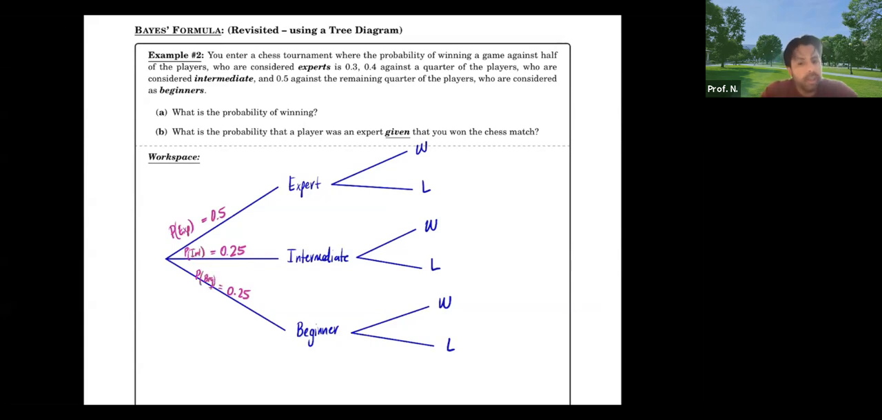Now, given that I played an expert, what's the probability of me winning? So this number here is 0.3. And this is the probability of winning given that I played an expert. Do you guys see that now? What's the probability of me losing given that I played an expert?